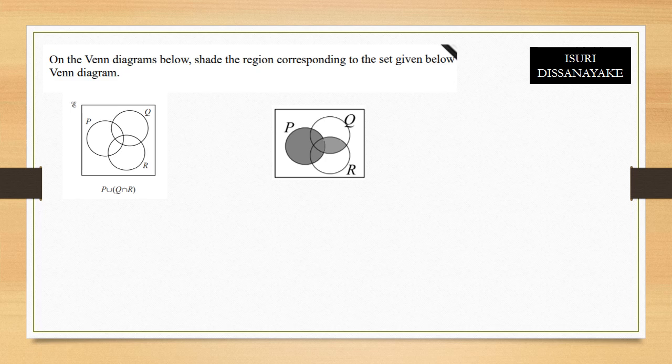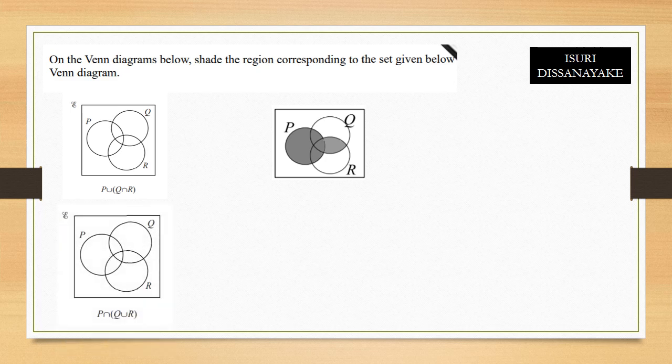So here you can see the next one. P intersect with Q union R. Firstly, you have to work out Q union R, everything in Q and R. And then you have to shade everything in Q and R, but also common with P. So you can see that what is in Q and R is also common with P. So the answers are shown in the figures.